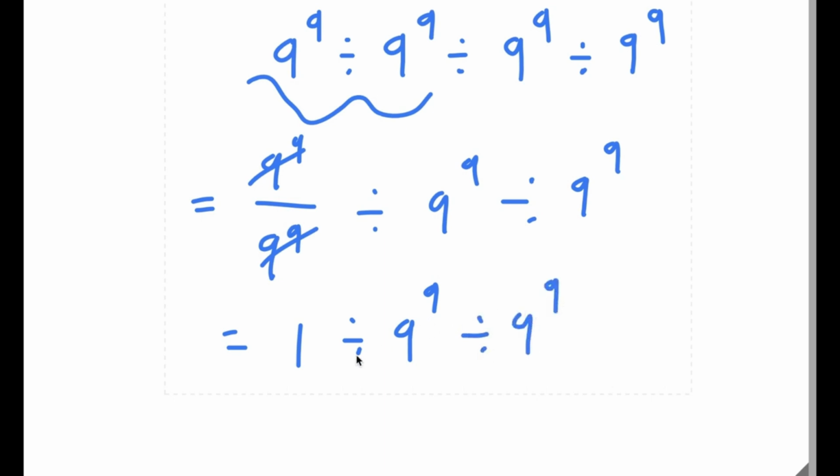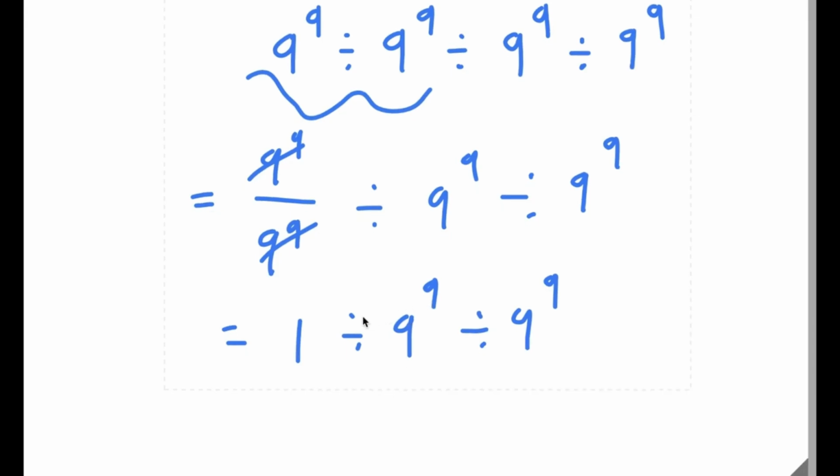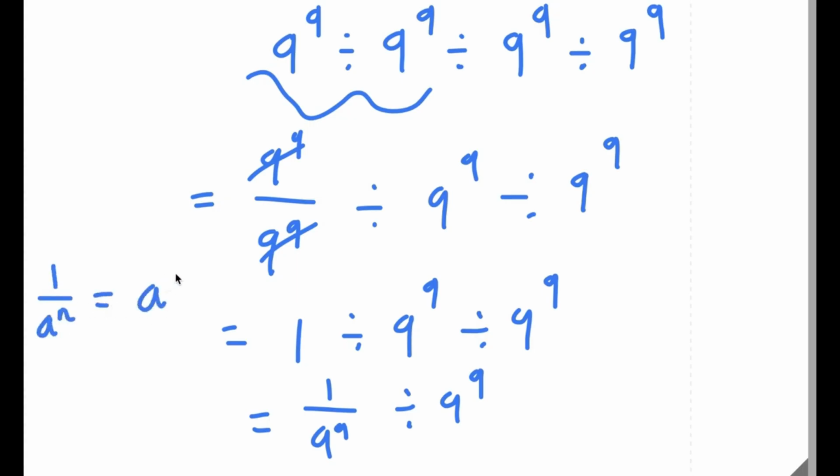Now again, you would have to go in order. So now we're going to do 1 divided by 9 to the power of 9. So 1 divided by 9 to the power of 9 is equal to 1 over 9 to the power of 9. Now I have this divided by 9 to the power of 9. Now, if I have something in the form 1 over a to the power of n, this is the same thing as a to the power of negative n. So 1 over 9 to the power of 9 is going to equal 9 to the power of negative 9. Now I have this divided by 9 to the power of 9.